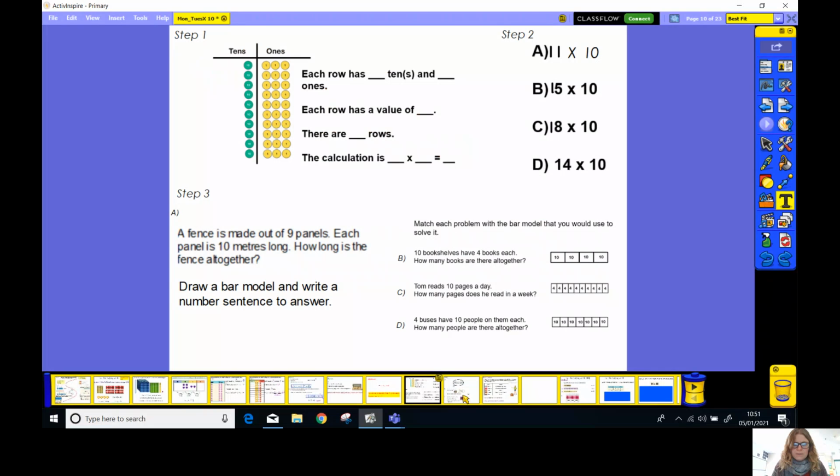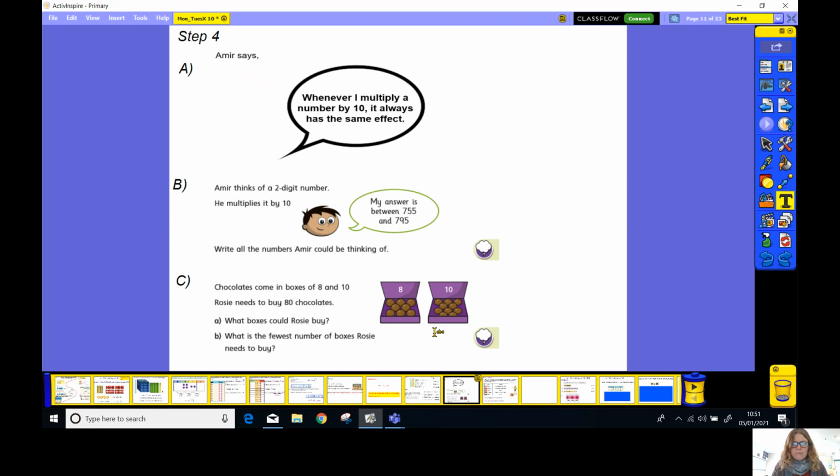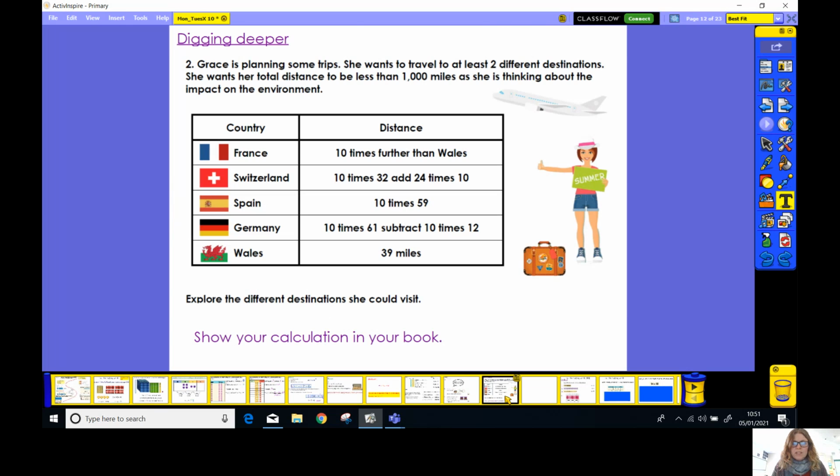so you can mark your work before you hand it in. Here's step 1 and step 2, and this is step 3 where you would start if you got the checkpoint right. And then you'd have a go at these ones here on step 4. And then there's a challenging digging deeper to have a go. And I'd like you, when you do this, to show your calculations in your book when you're having a go at that, because there's probably going to be quite a lot of calculating to do on that one.